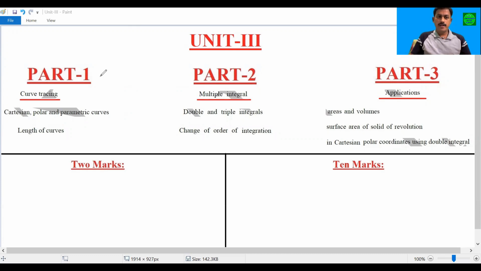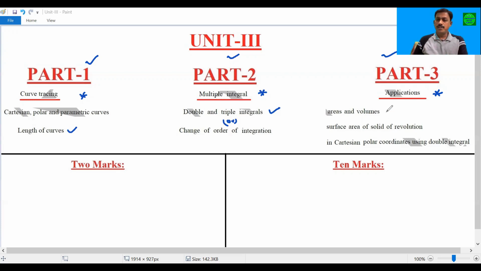Unit 3 is divided into the same Part 1, Part 2, Part 3. In Part 1, we will have curve tracing concept, and in Part 2, we will have multiple integrals, and Part 3 we will have applications of the multiple integrals. In Part 1, Cartesian, polar and parametric curves of curve tracing concept, length of curves, and multiple integrals, double and triple integrals we may expect, or we may expect changing the order of integration concept.